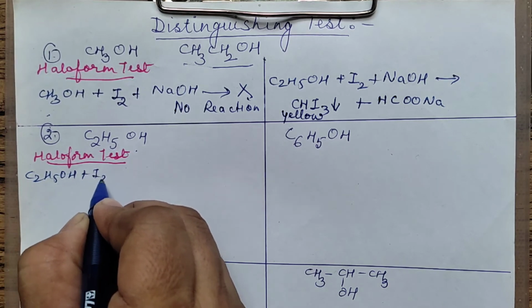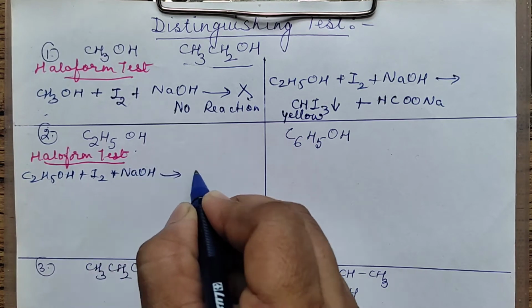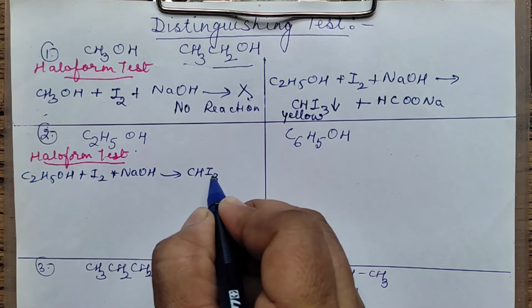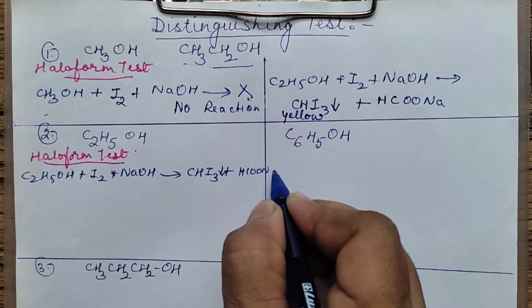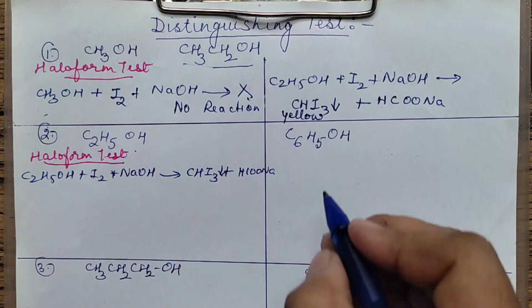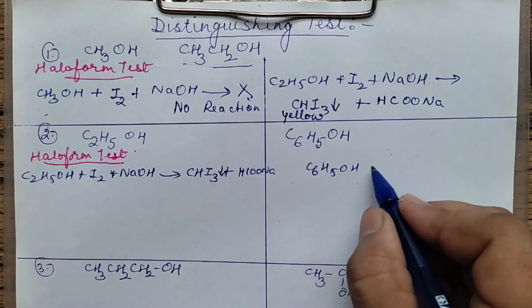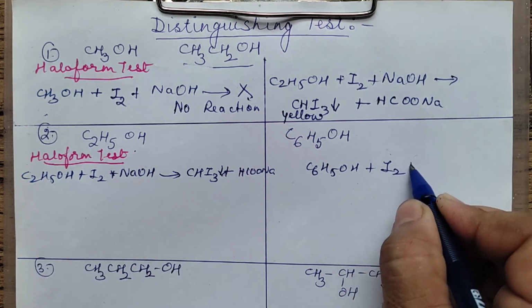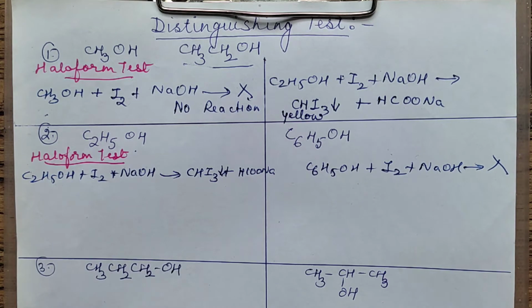C2H5OH plus I2 plus NaOH. You are getting a yellow color precipitate, that is iodoform, right? Plus CH3COONa, sodium salt of the acid you are getting. So in this case you will write for haloform. With phenol you can write down the same reagents again, and you are going to specify that it does not give the test. Phenol does not give haloform test, whereas ethyl alcohol gives.